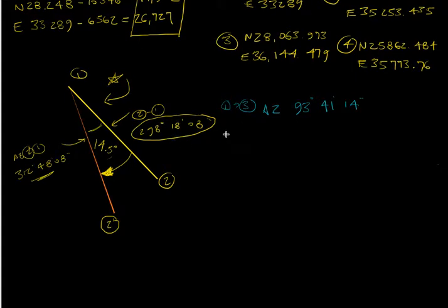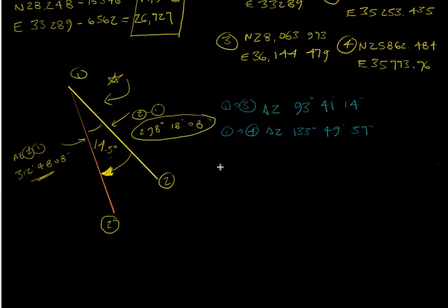And if you inverse from 1 to 4, the azimuth is equal to 133, 49 minutes, and 57 seconds. Alright, so that's before the rotation. So we want to add 14.5 degrees to these azimuths.